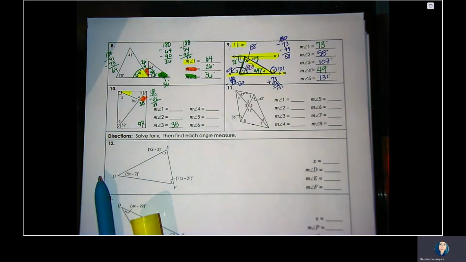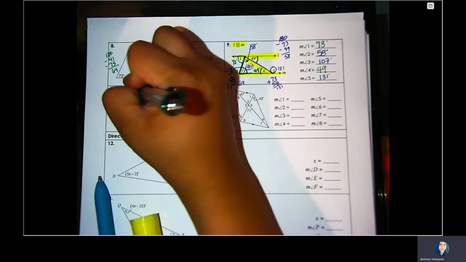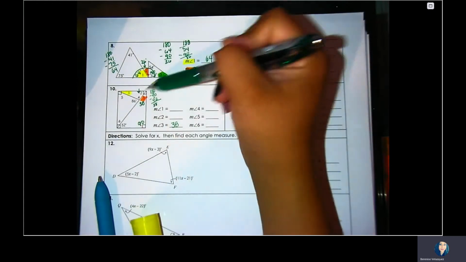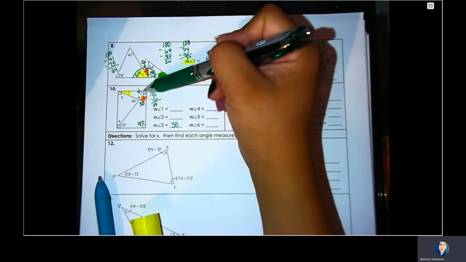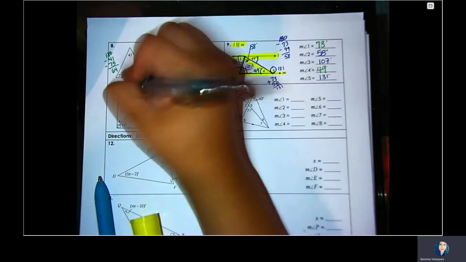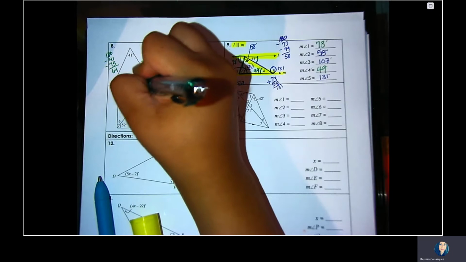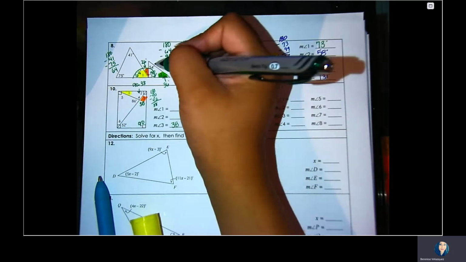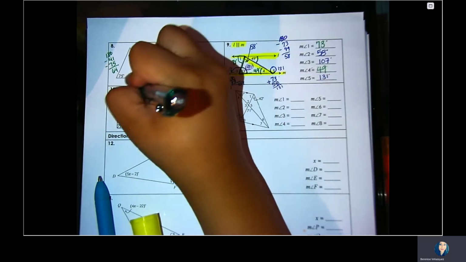Okay, now that I have angle 3, I can actually find angle 2. Let's see if we can figure that one out. Well, if angle 3 is 38 and this whole box is 90, if I subtract 90 minus 38, that's going to give me angle 2 because that's the leftover piece. So I'm going to do 90 minus 38, and that's going to be 52.